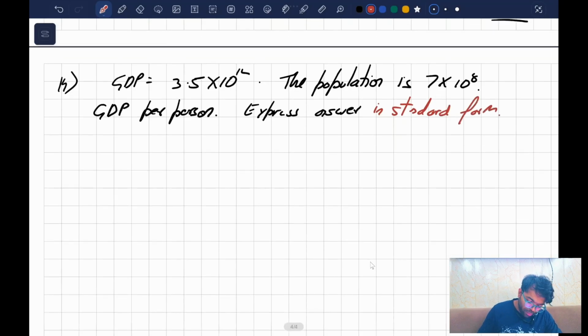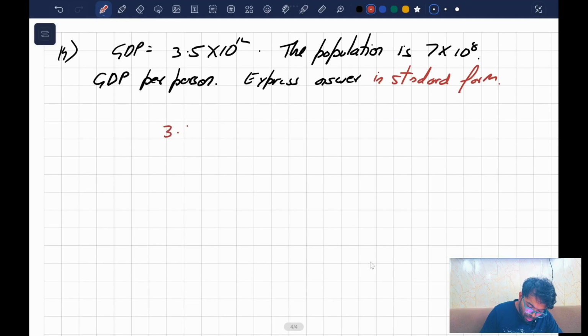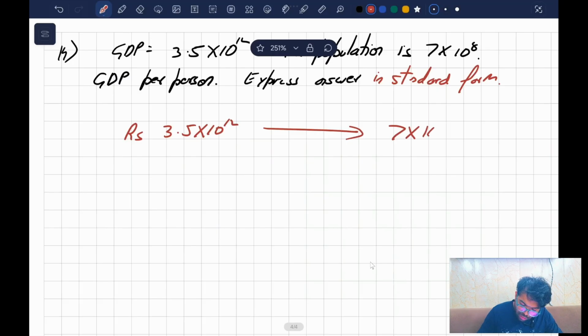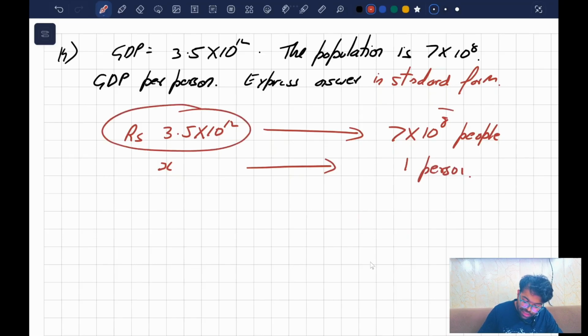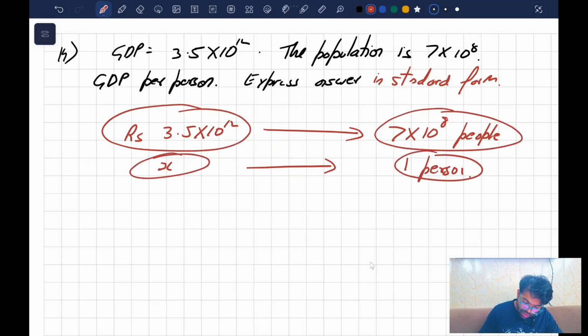What is GDP? Gross domestic product. So 3.5 into 10 to the power 12 rupees is representing how much? 7 into 10 to the power of 8 people. So x is representing 1 person, right? If this much amount is representing this much number of people, then x will represent 1 person. What is the value of x?